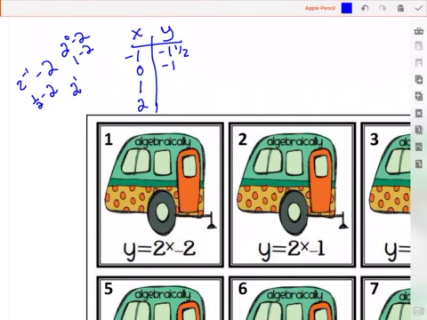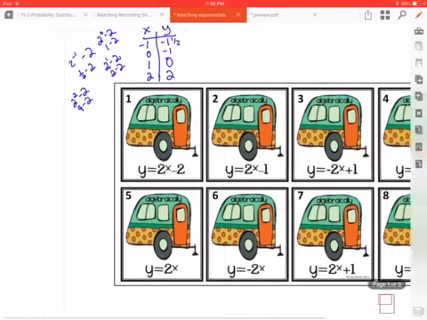Okay, now plugging in the 1, 2 to the 1 minus 2, well that's just 2 minus 2, which is 0. And now I'm going to plug in the 2, so 2 squared minus 2, 4 minus 2, which is 2. So that's our table for this particular one.